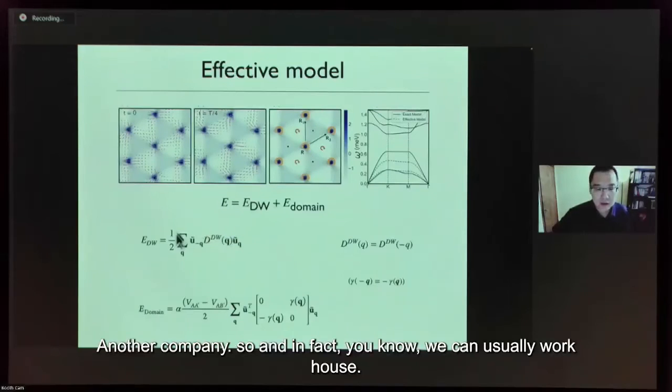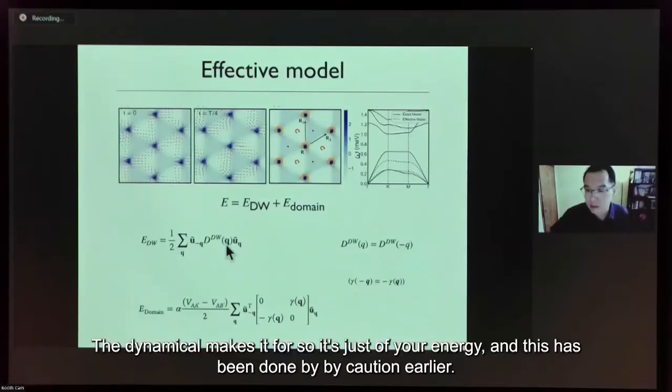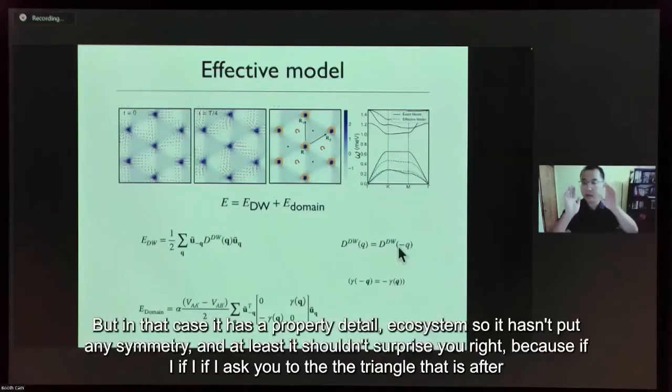And in fact, you can easily work out the dynamical matrix for this domain energy, and this has been done by Koshino earlier. But in that case, it has the property D(q) equals D(-q). So it has inversion symmetry. And this shouldn't surprise you, because if I ask you to make a triangular lattice with a ball and spring model, you can't break inversion symmetry just by using those springs.